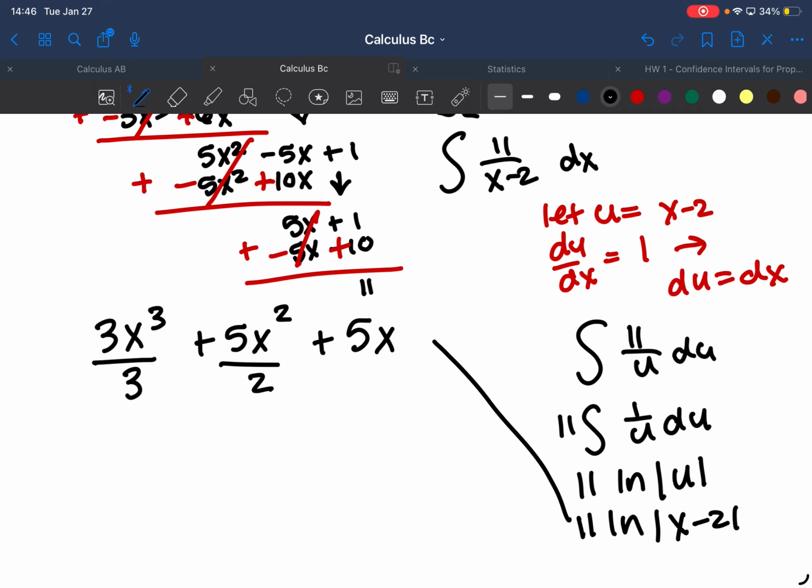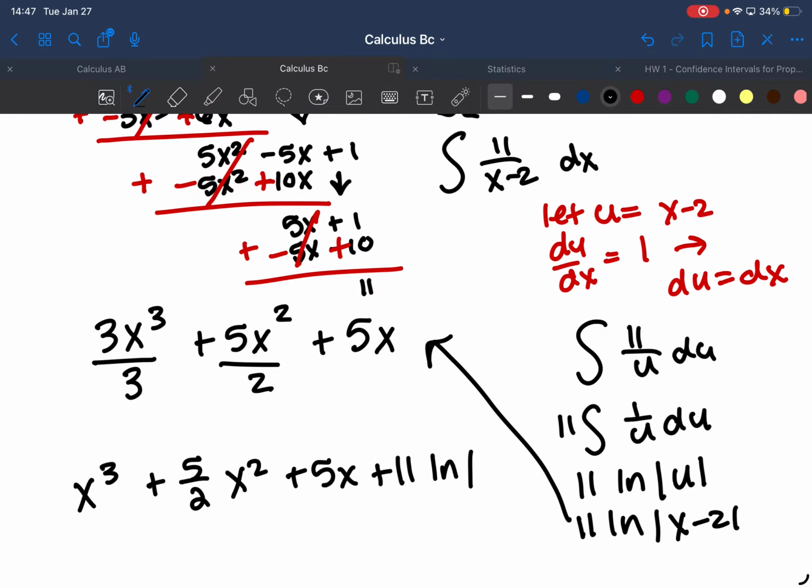Well, we just have to attach this to the other integral that we already integrated. Okay, and I can even simplify this by saying that this is just x cubed, because 3 divided by 3, plus 5 halves x squared, plus 5x, plus 11 natural log absolute value of x minus 2, plus what? C, plus C.